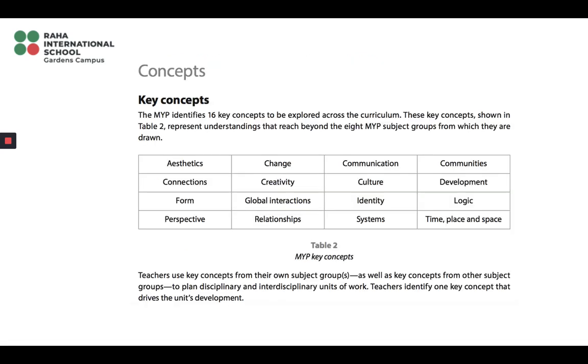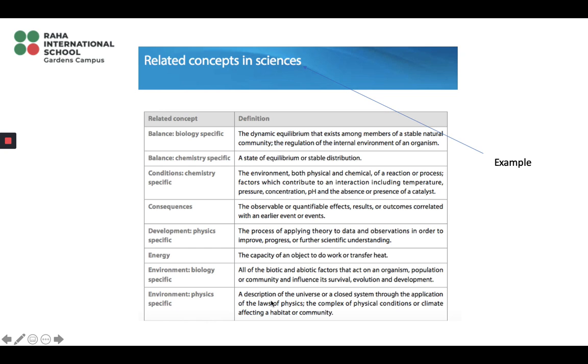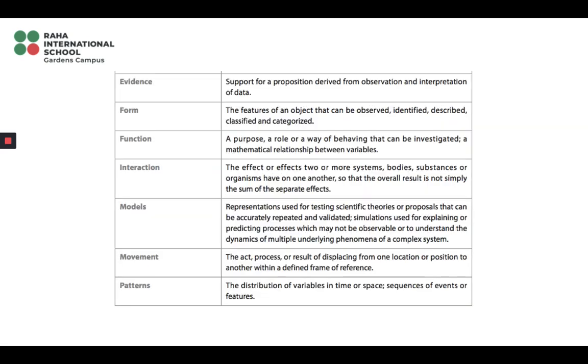So looking at the key concepts, the things that make up the structure of the unit when teachers are developing units of study, there are 16 key concepts. And these key concepts then drive the unit's development, along with related concepts. Now, the related concepts are very subject specific. So, for example, in sciences, we've got all of these related concepts. The teacher would then assign related concepts to the current unit of study, depending on, of course, what the unit is and the focus, including the global context, which we'll get to next.